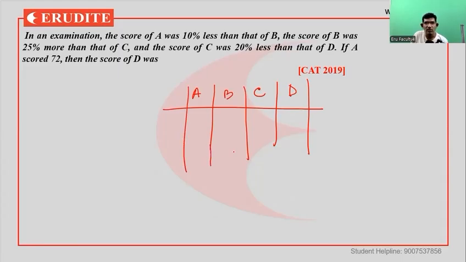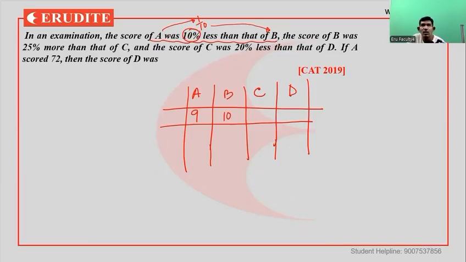Now, the first comparison is between A and B. It says A was 10% less than B. Our technique here is to convert the percentage into a simple fraction or ratio. So 10% means simply 1/10. So A was 1/10 less than B. So let's assume B equal to 10. If I assume B equal to 10, then A will be 1 less than 10, which means A will be equal to 9. So this way I can express A and B. That means the ratio of A and B is 9:10.